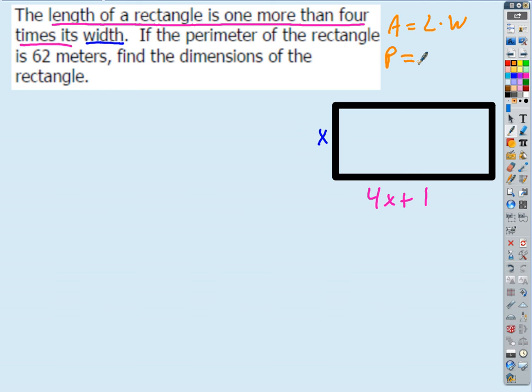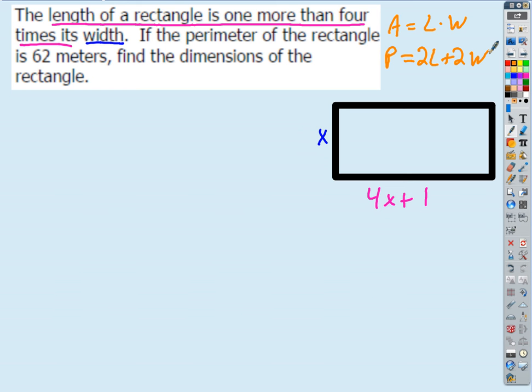No. Just think what it means, first of all. What does it mean in terms of the picture of a rectangle? Good, the distance around. So it's a sum of all the sides. How many lengths do you have and how many widths? 2 and 2. Okay, so the perimeter is just 2L plus 2W, 2 lengths and 2 widths go all the way around. So the perimeter then equals 62, right?